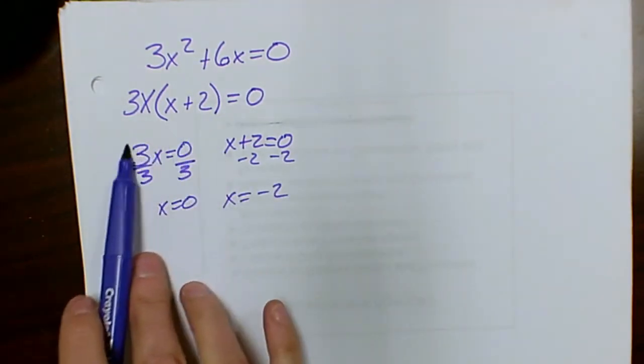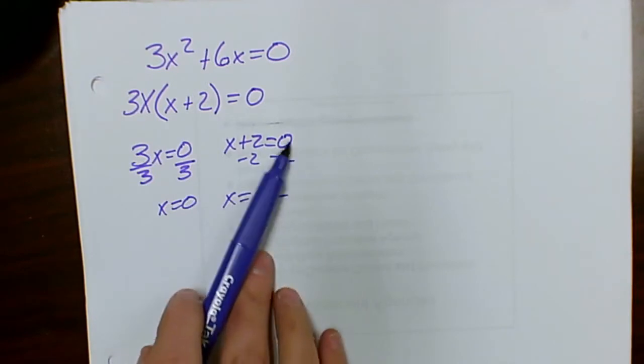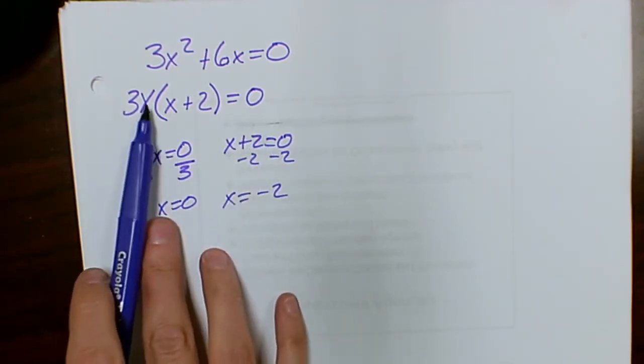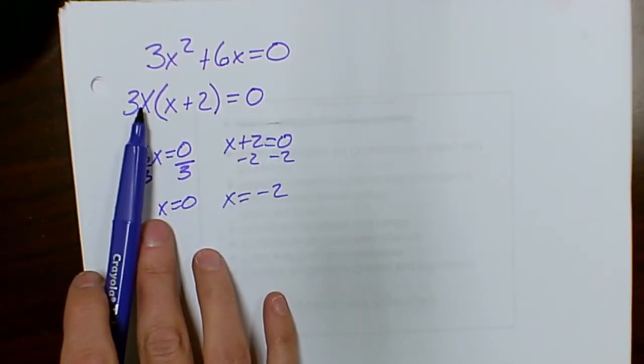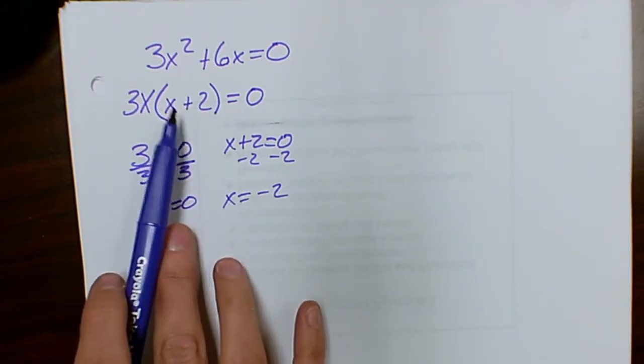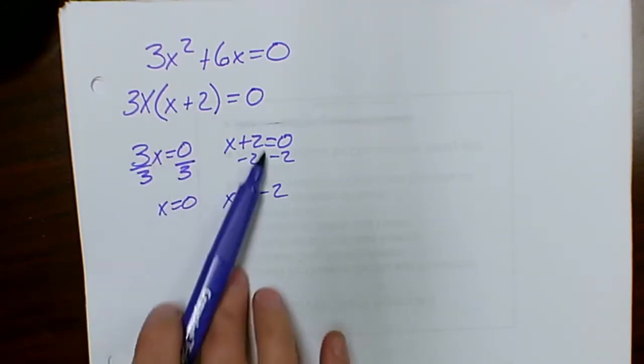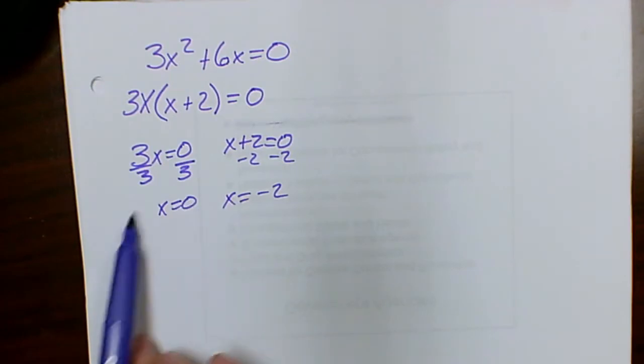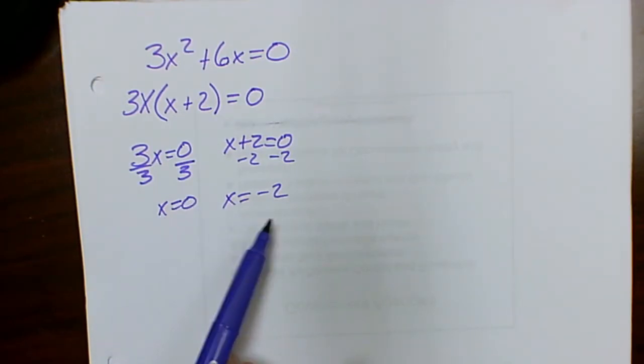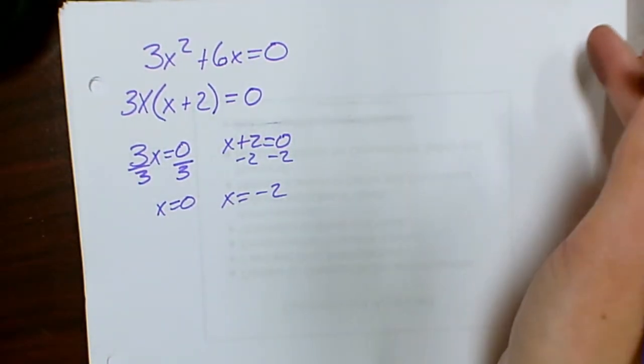From here, a lot of students do not write it out. They can simply see, oh, x has to be 0 here and x has to be negative 2 here, and that is fine. If you don't need to write this step out, you can simply say x equals 0, x equals negative 2.